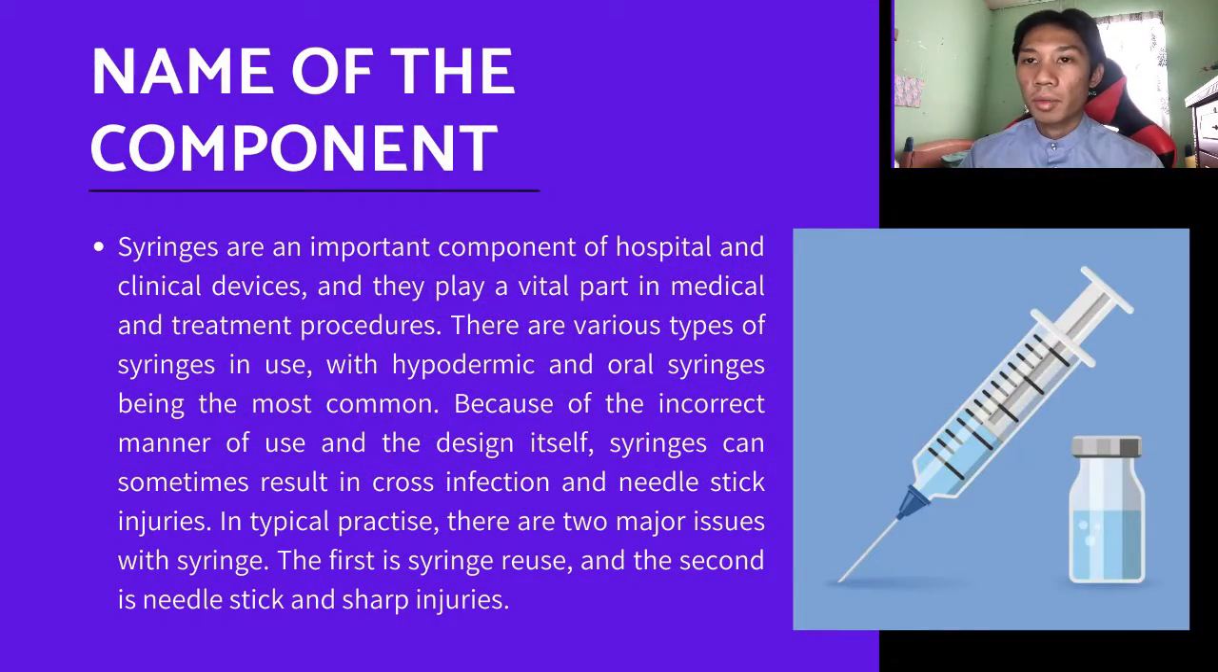Okay, for the first part is name of component. Syringes are an important component of hospital and clinic device, and they play a vital part in medical and treatment procedures. There are various types of syringe in use, with hypodermic and oral syringes being the most common. Because of the incorrect manner of use and the design itself, syringes can sometimes result in cross-infection and needle stick injuries. In typical practice, there are two major issues with syringes. The first is syringe reuse, and the second is needle stick and sharp injuries.